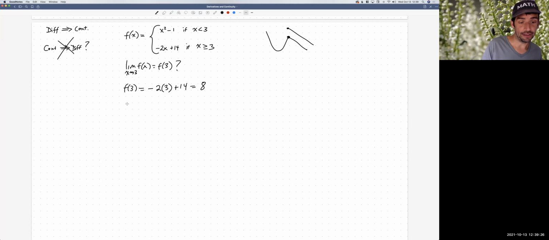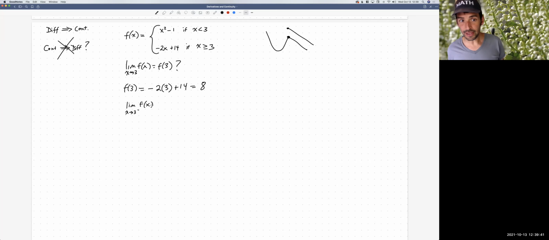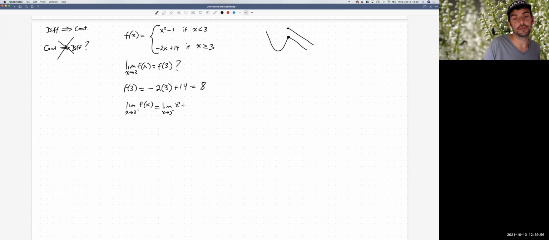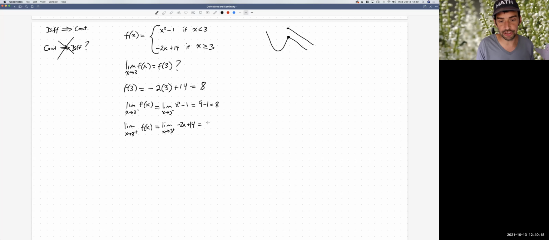Let's look at the limit. We have to look at the limit from either side because different things are happening on each side. The limit of f of x as x approaches 3 from the left, from below, means we're putting in numbers that are less than 3. So we look at the top definition here: the limit as x goes to 3 from below of x squared minus 1. It's a polynomial, so I can just put in 3, and I get 9 minus 1, or 8. Similarly from above, because now we're putting in numbers larger than 3, we use negative 2x plus 14, and to evaluate this limit we also just plug in 3, which we just did a second ago, and that's 8.